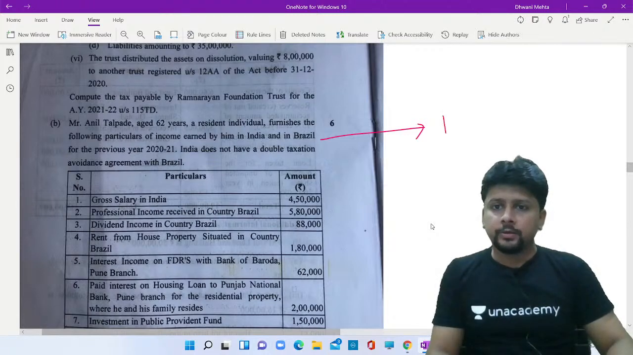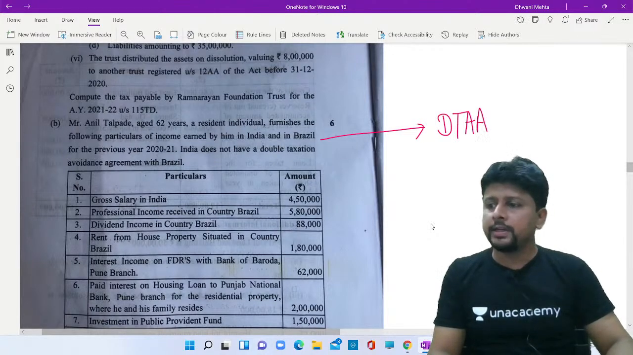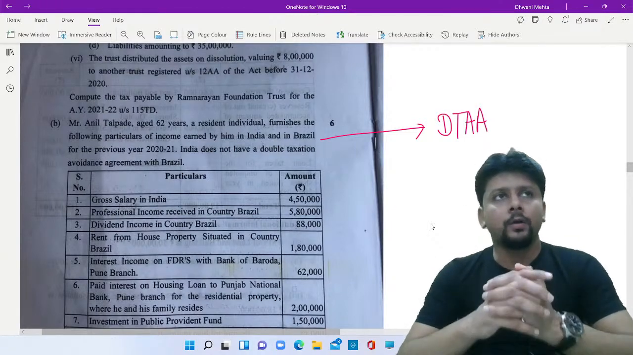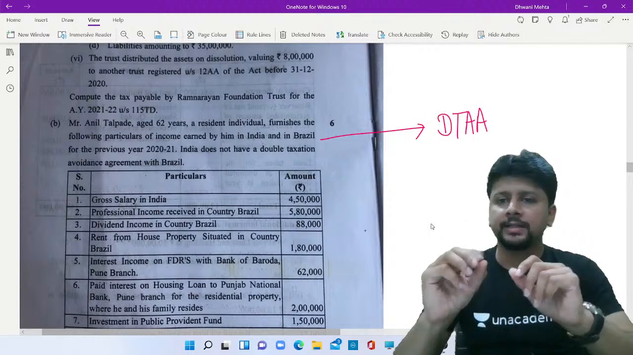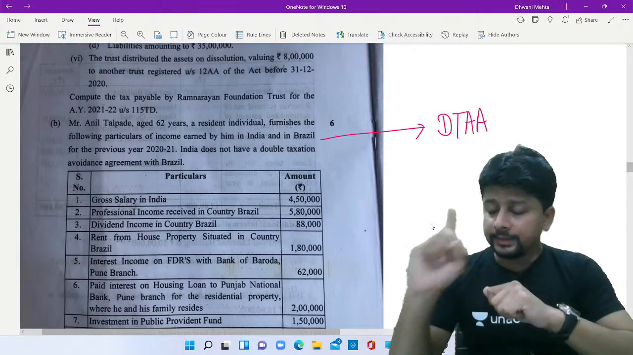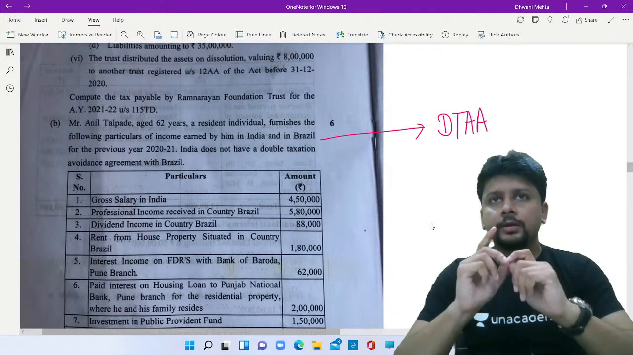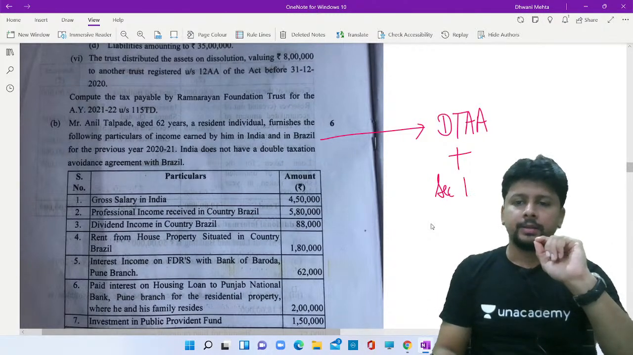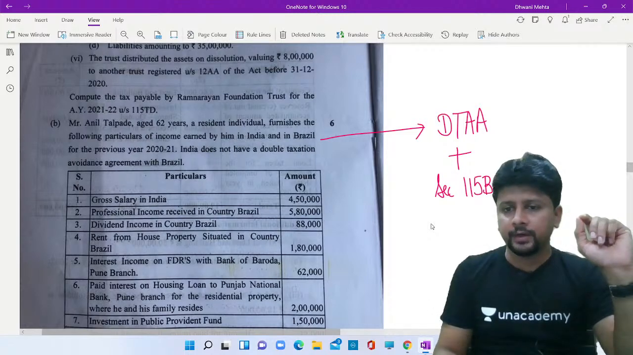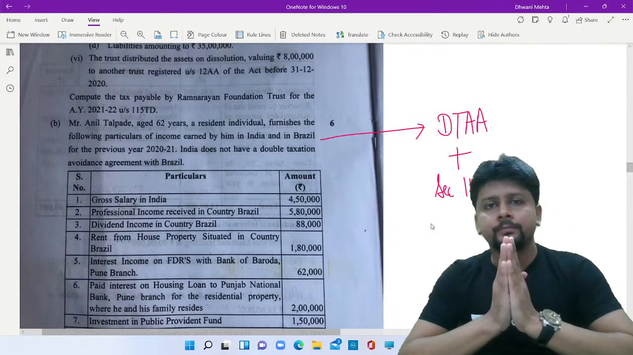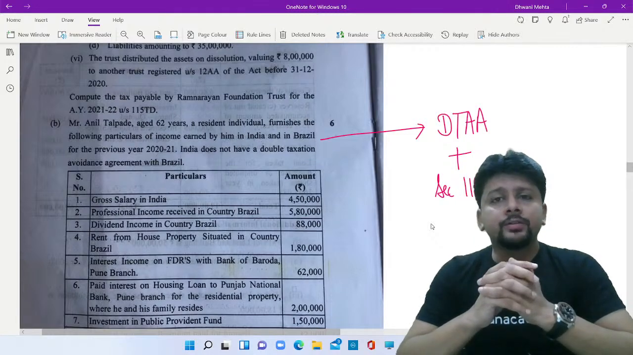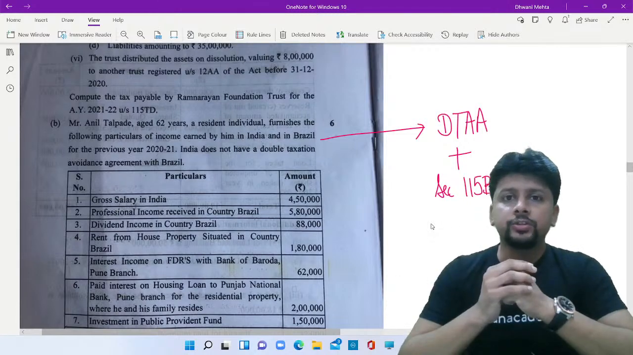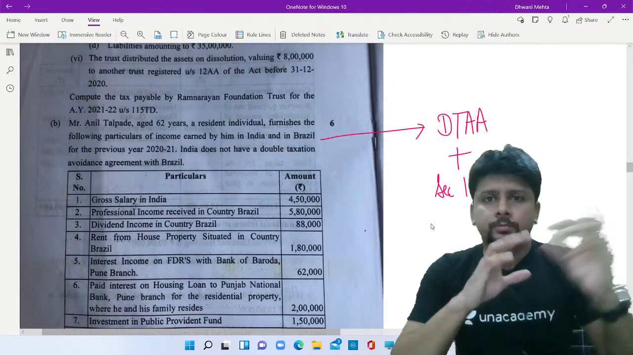Manageable sum. The question was from the chapter of double taxation avoidance agreement. And yes, we all are aware that the institute always frames a 6-mark question based on double taxation avoidance agreement. This time, the institute tested you on double taxation avoidance agreement, and the amendment of section 115BAC. The amendment of section 115BAC is the new tax regime that is applicable to individuals and HUF. That was the amendment for the July attempt and December attempt.